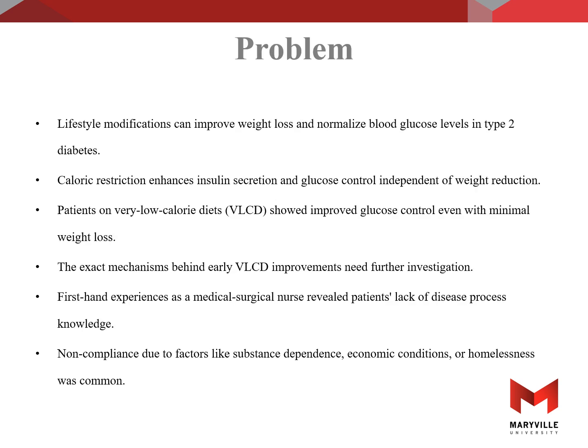Problems. Lifestyle modification can improve weight loss and normalize blood glucose level in type 2 diabetes. Caloric restriction enhances insulin secretion and glucose control, independent of weight reduction. Patients on very low calorie diets show improved glucose control even with minimal weight loss.